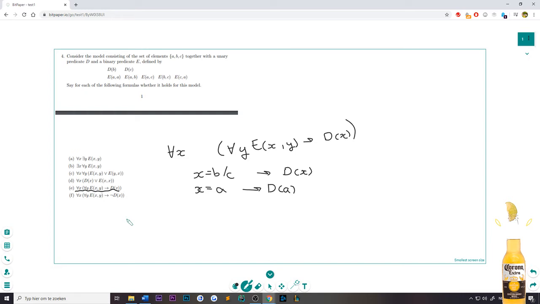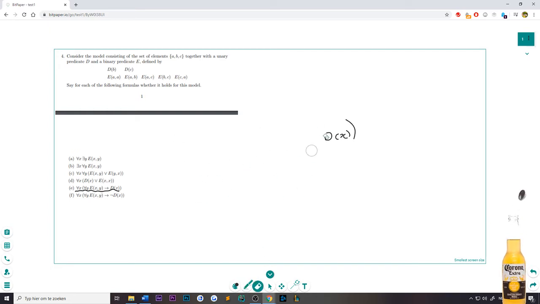Well, d holds, so there's not much explaining for d. It just holds. Why does it hold? Because what d is saying is that for all x, we either have d of x or we have e of xx.